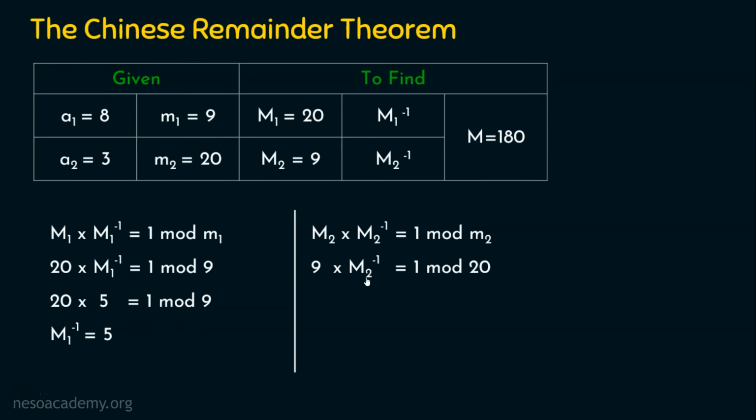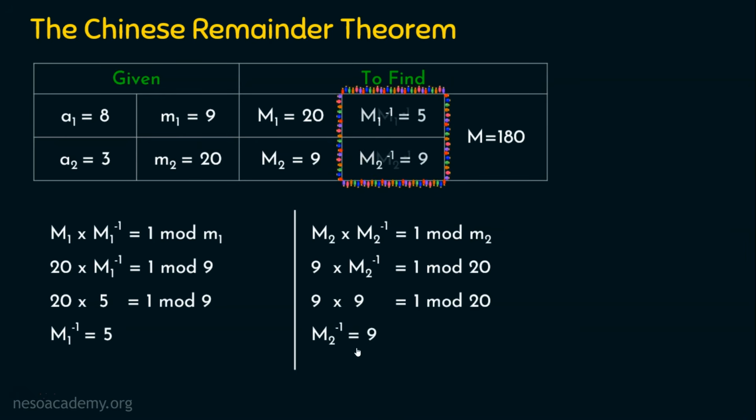So let's try with 1. No. 2. No. 3. No. 4. No. 5. No. 6. No. 7. No. 8. No. 9. 9 into 9 is 81. 81 when it is divided by 20, 20 fours are 80, we get the remainder 1. So capital M2 inverse is 9. We found out the value of capital M1 inverse and capital M2 inverse.